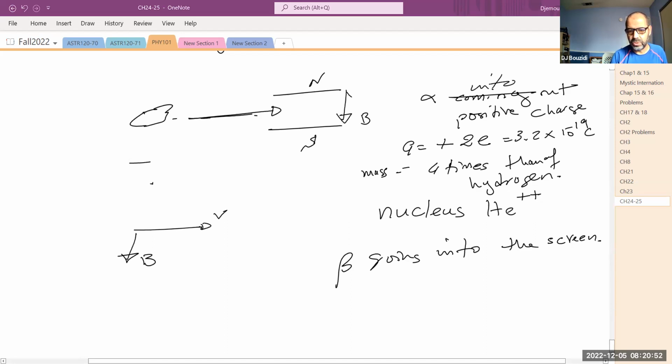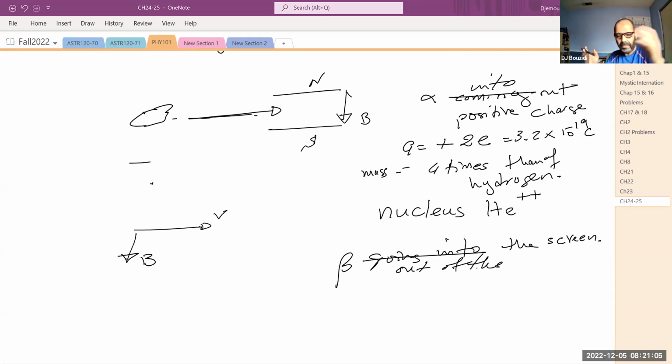So this is the one that is into the screen. This is the one that is out of the screen. The whole thing is, if you know the direction of the magnetic field, and if you know which way the particles are coming from, if you put them in one side, then you know exactly which direction the positives will go and the negative will go. All you have to do is arm yourself with the right-hand rule. That's all. This is V, this is B.